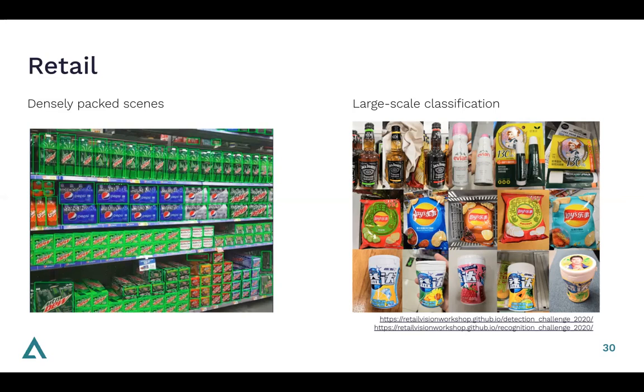but there is a lot of research there. Or just as in the image to the left, you have densely packed scenes. So you have a lot of objects and you need to get a precise count. This is something which I think is almost tackled now, but it's still a very interesting field of computer vision research.